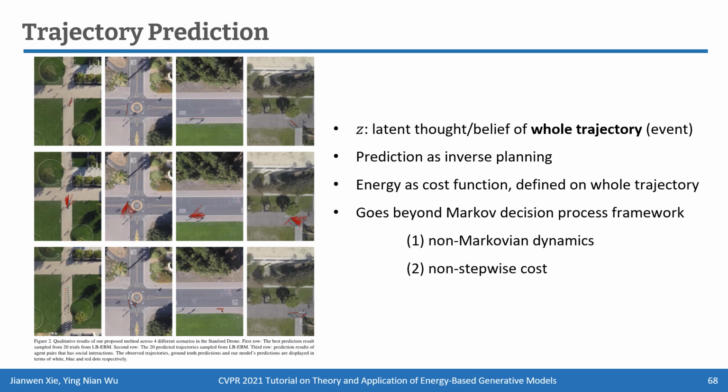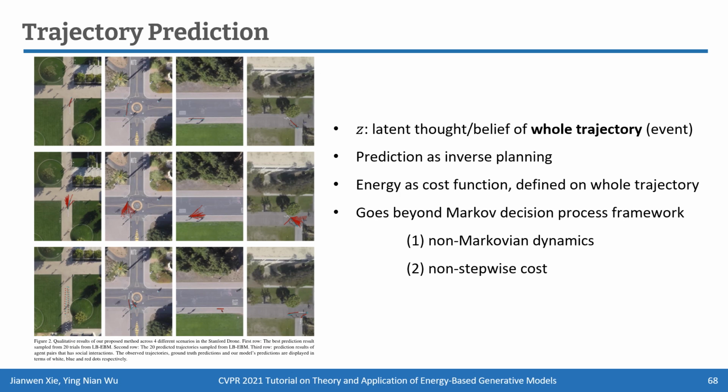So this is encoded by this f of alpha z, that is the negative energy function defined on z. This is like a value or a cost, but it is defined on the whole trajectory through the latent belief vector. So this formulation, I think, is very important because it goes beyond the Markov decision process framework, which underlies modern reinforcement learning, deep reinforcement learning applications.